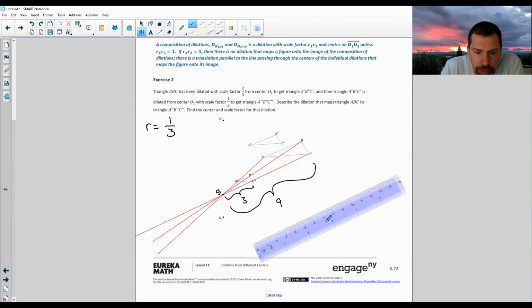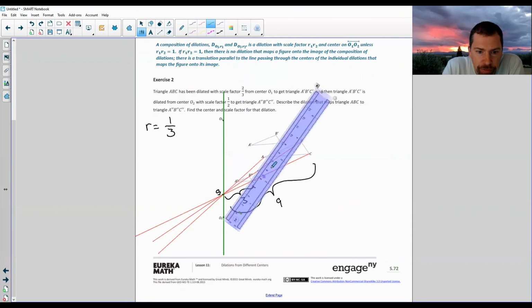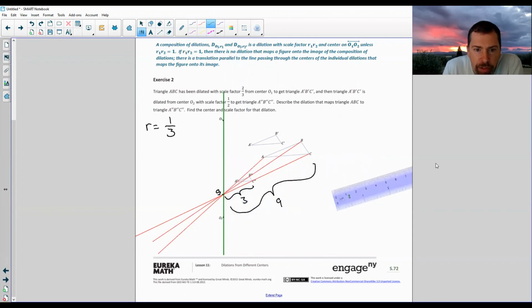R is 1/3. And notice something about the centers of dilation, by the way. They are collinear. How cool is that? O1, O2, and O3 are on the same green line.